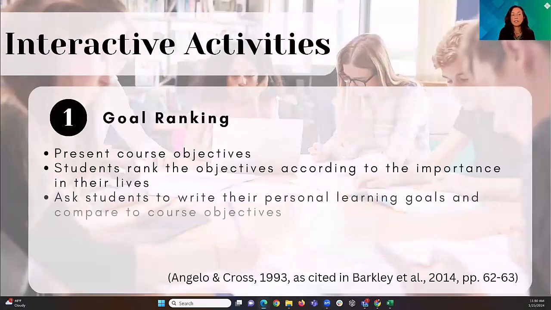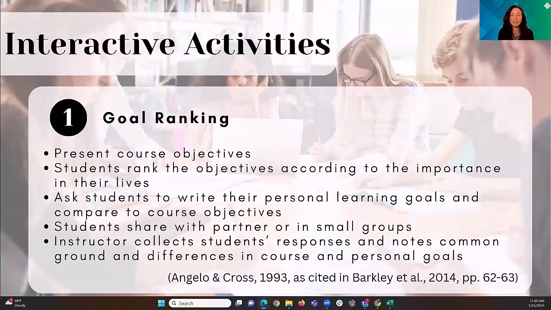The first one I want to point out is called goal ranking. This might take a little bit of thick skin, because you take the course objectives that you have, maybe these are your CCPOs, and you present them to the students and let them rank them according to the importance to their life. This is a community development activity, because they're looking at the goals of this course and how they align with them.